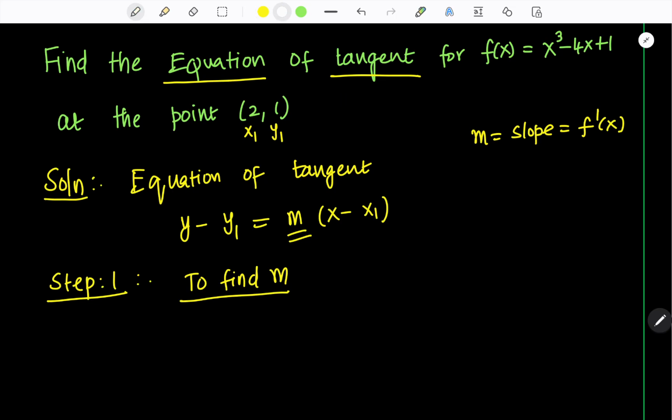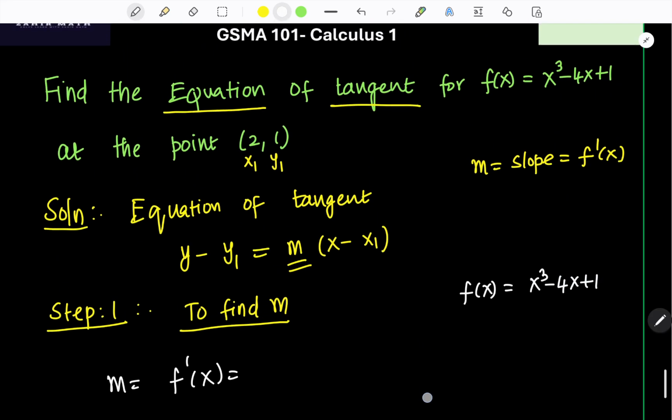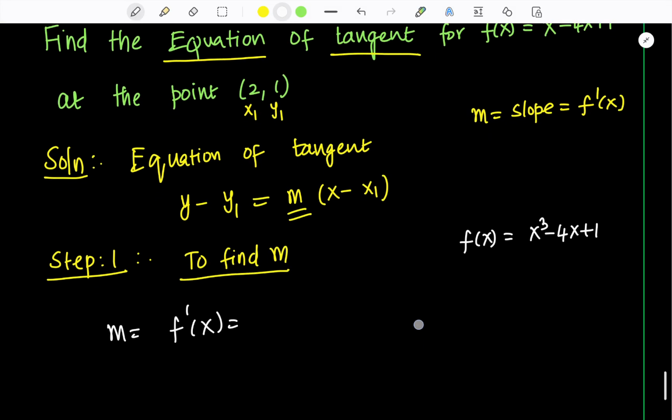To find m, let us find m. So m is equal to f dash of x. What is your f of x? Your f of x is x cube minus 4x plus 1. So we are going to take the derivative of this x cube minus 4x plus 1.